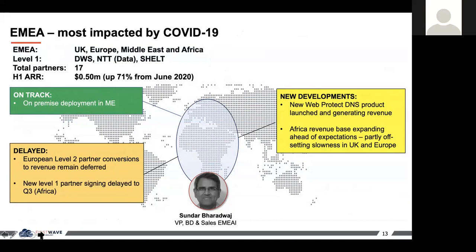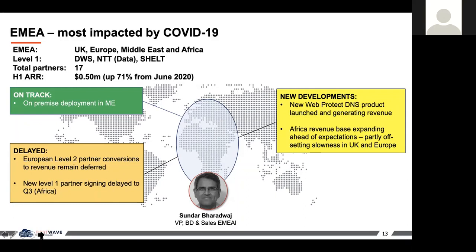The UK and Europe are now into another round of lockdowns, and business activity, after emerging positively in Q1, effectively returned to the conditions we saw in the second half of last financial year. Yet, despite all this, at the end of the half, EMEA has become the largest region by partners and the second largest region in revenue behind ANZ.